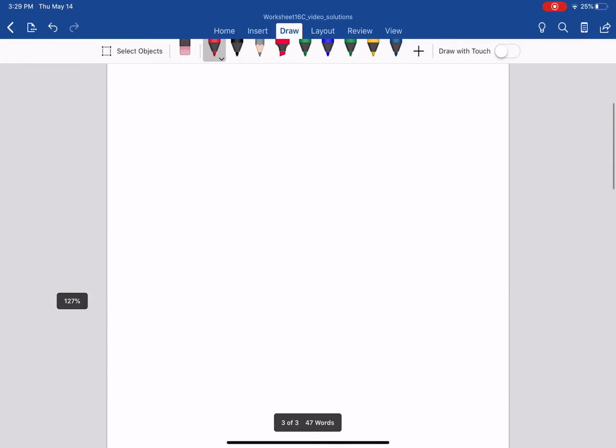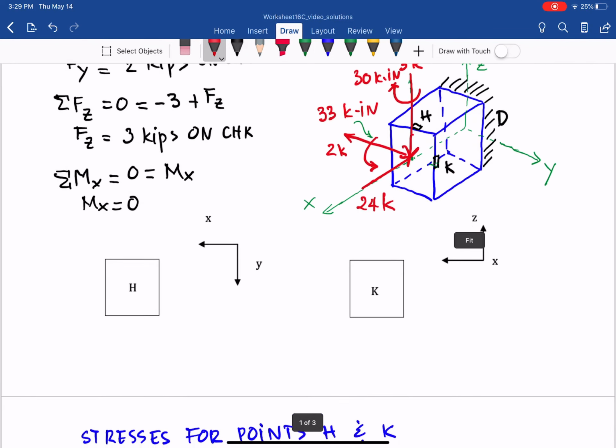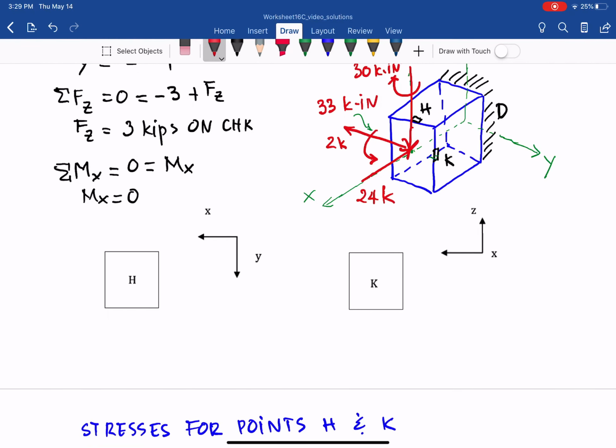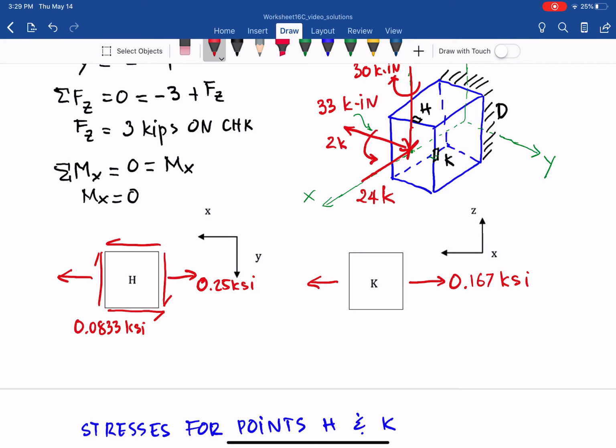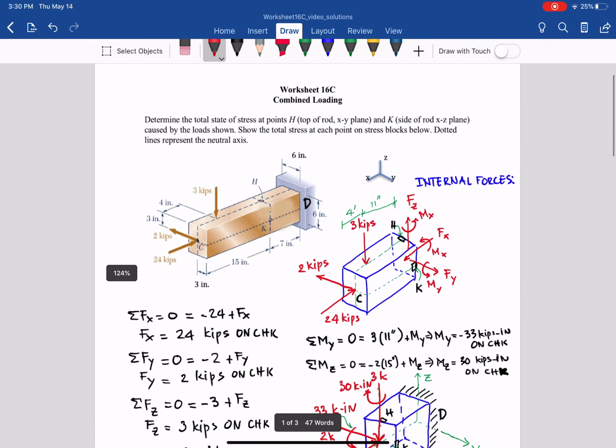And of course, with that we are done, and then we can go ahead and plug that into our answer up here to complete the question. So you can quickly write down, this is for X: sigma X 0.25 KSI and tau XY 0.0833 KSI, and this one sigma X 0.167 KSI, and tau XZ equal to 0.125 KSI. And with that we complete the problem.